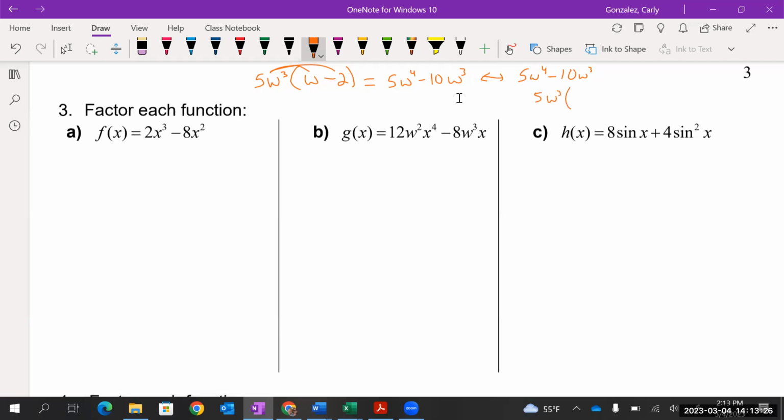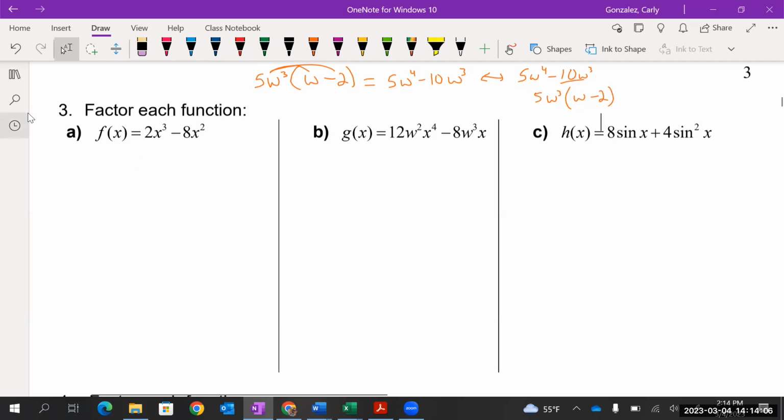But when we factor that 5w cubed out, we have to decide from this first term how much is left. Well, we factored out the 5 already, and we factored out 3 of the w's, so we're only left with 1 w. Then next, let's see how much is left from that second term. Well, we factored out the 5, so negative 10 divided by 5 is negative 2. And we factored out all of the w's, so there are no w's left on that second term. And look, we got back to that factored form.